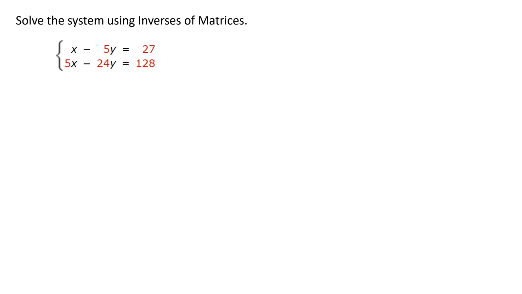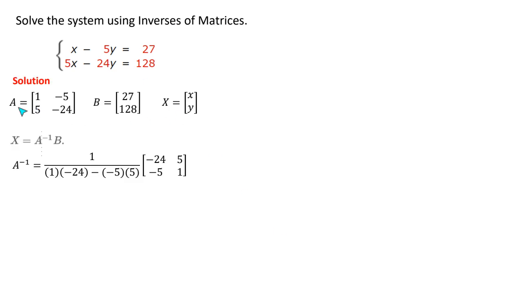But in some of your homework, you're not going to be given the inverse, so we have to find it. So when you have something like this, solve the system using the inverse matrix, then I recommend that you write down the A, which is 1, negative 5, 5, negative 24, and then your constants, 27 and 128, and then your variables, x and y.